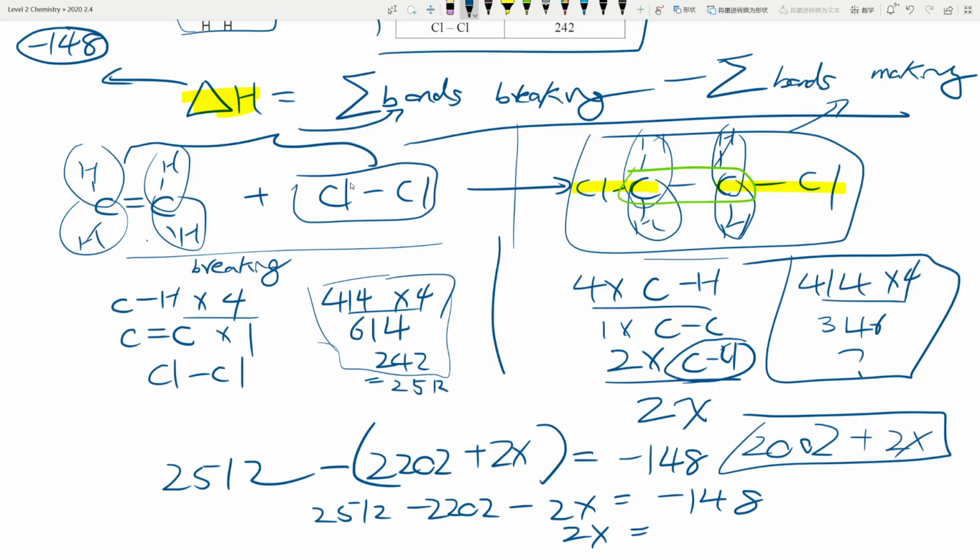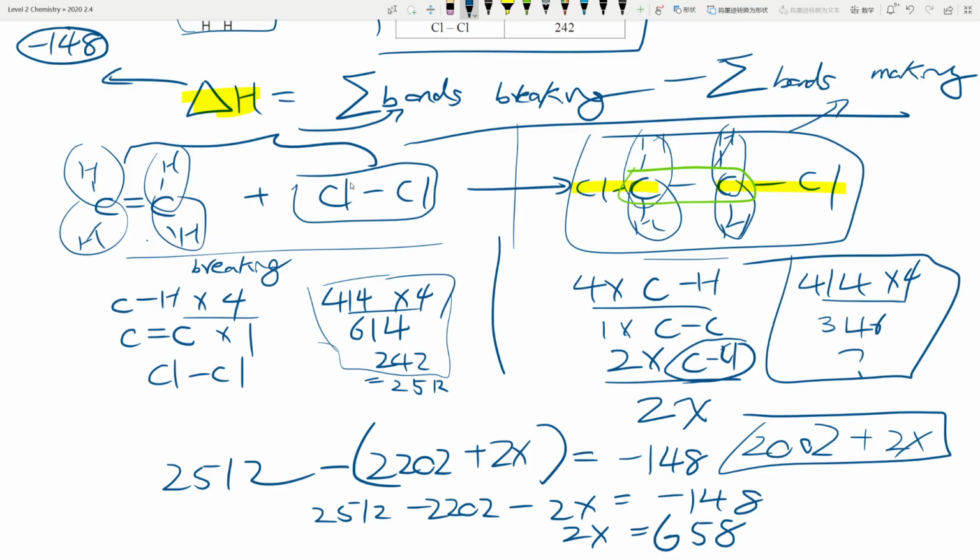CH2Cl. Wait, I'm missing a number somewhere. 414. Bonds breaking is 1 plus 242. That's right. And the other side is 346 2x. 414 times 4 plus 346. I'm just crunching numbers in my calculator. Plus 2x. So 2512 minus 2002. Yep, so this is going to be 658.